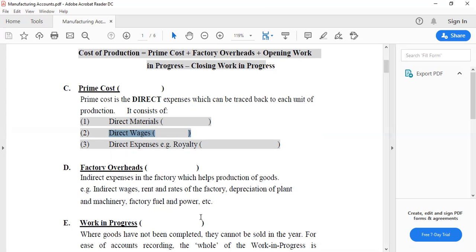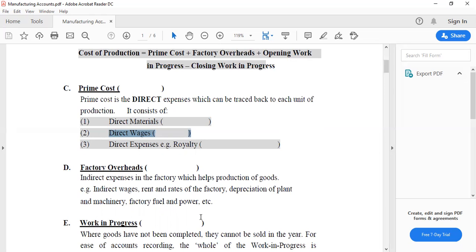Or on the piece of furniture, the wages paid to the carpenter. The carpenter who is at the workshop. That's a direct wage because it can easily be seen on the final output. You can easily tell that this is the work of a carpenter on that piece of chair.